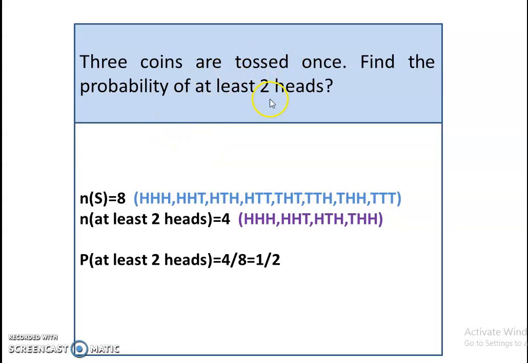Now here the event is at least 2 heads. From the sample space you can see we have 4 outcomes in favor of this particular event: triple H, HHT, HTH and THH. In these 4 cases we have at least 2 heads. So we can find the probability by dividing 4 by 8 and that is equal to half. So the probability of at least 2 heads is half when 3 coins are tossed, right?